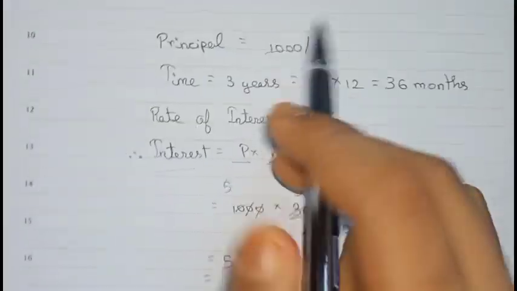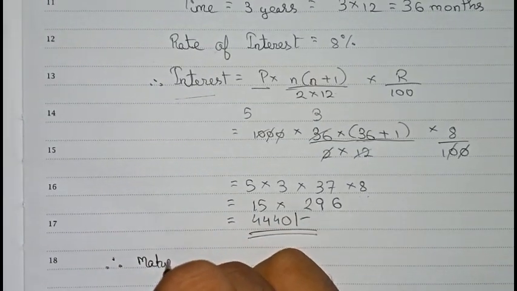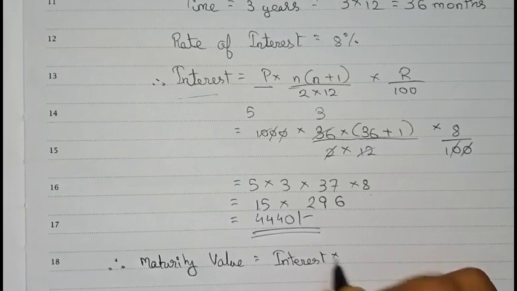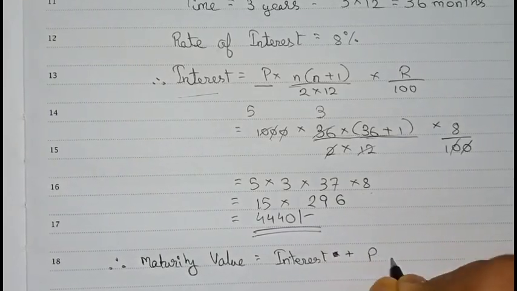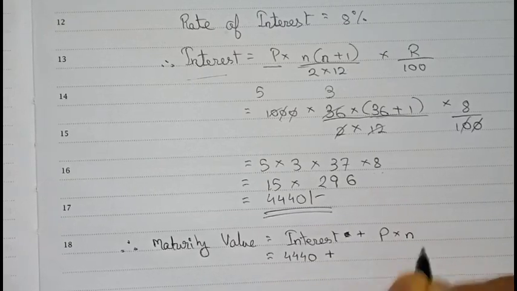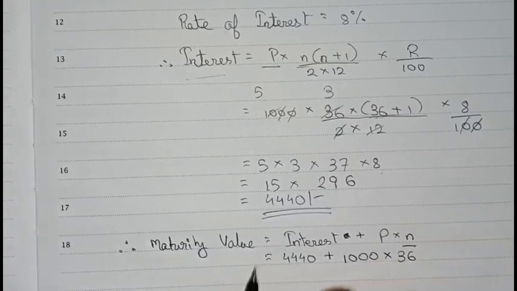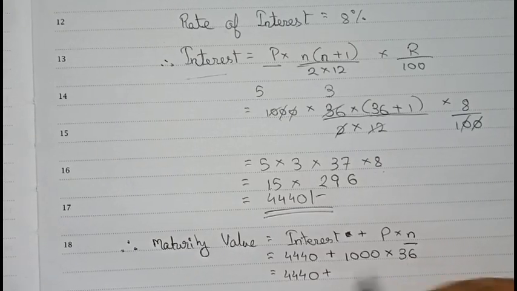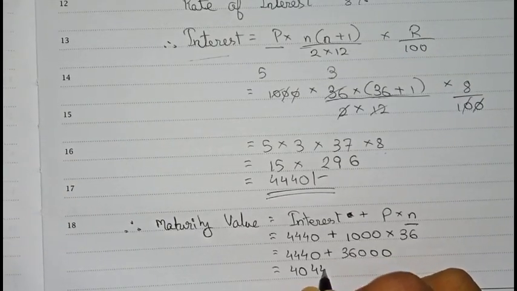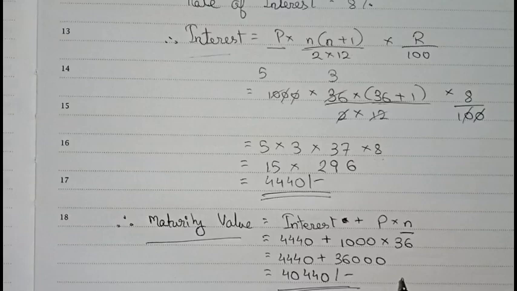Now we will find out the maturity value. The question is, find the maturity value. So right, maturity value is equal to interest plus principal into n, the formula we just discussed. Interest is 4440 plus principal into n. Principal is our 1000 multiplied by n, n is our 36. So 4440 plus 36 into 1000, 36,000. We add it, it will become 40,440. So our maturity value is 40,440 rupees. This is the final answer for this question. Let's move on to our next question.